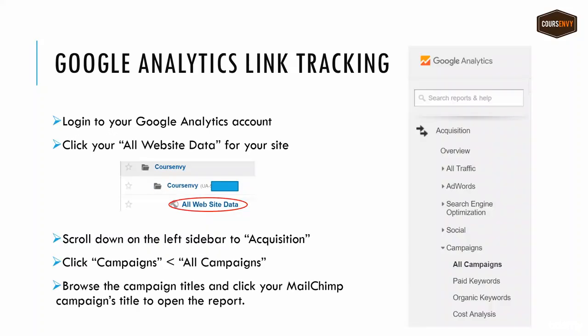So to review the analytics for your MailChimp email campaign, simply log into your Google Analytics account, click your All Website Data for the site you want to review, then scroll down on the left sidebar to Acquisition, expand that section, click Campaigns, and then click All Campaigns under that. Browse the campaign titles and click your MailChimp campaign title to open the report. Just remember, it's going to be named that title MailChimp curated for you.